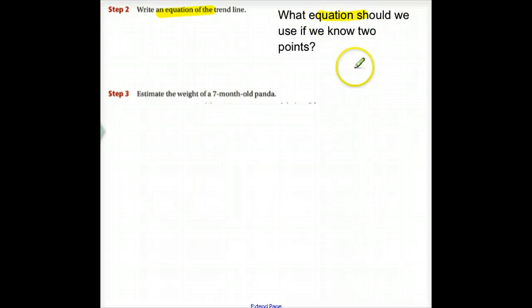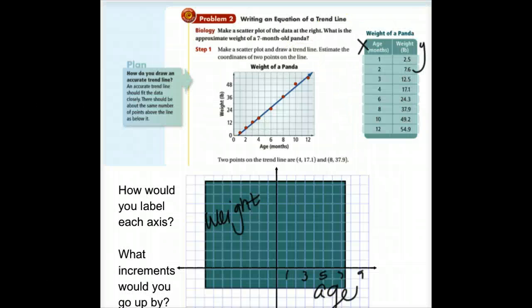What equation should we use if we know 2 points on a line? Well, first, I need to find 2 points. So you're going to go to your graph. Let's see if I can make this. No, I can't. Oh, it's locked. Okay. Anyway, you're going to find 2 really nice points on your graph.